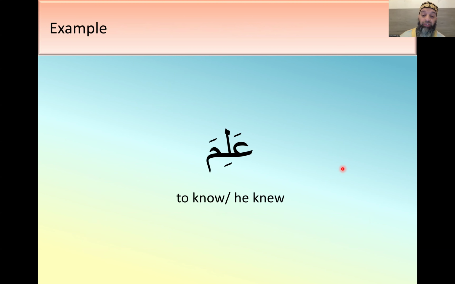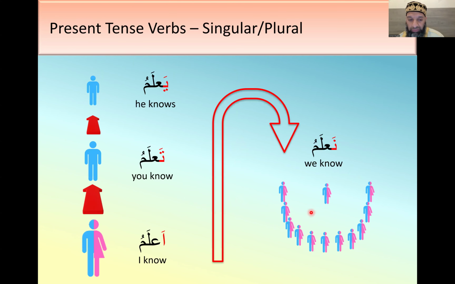Alima. So alima is the verb which is a verb to know. And in the sentence, it means he knew, right? He knew. So let's put it through this infographic. So alima becomes a'lamu, I know. You know is ta'lamu. He knows is ya'lamu. And we all know is na'lamu.